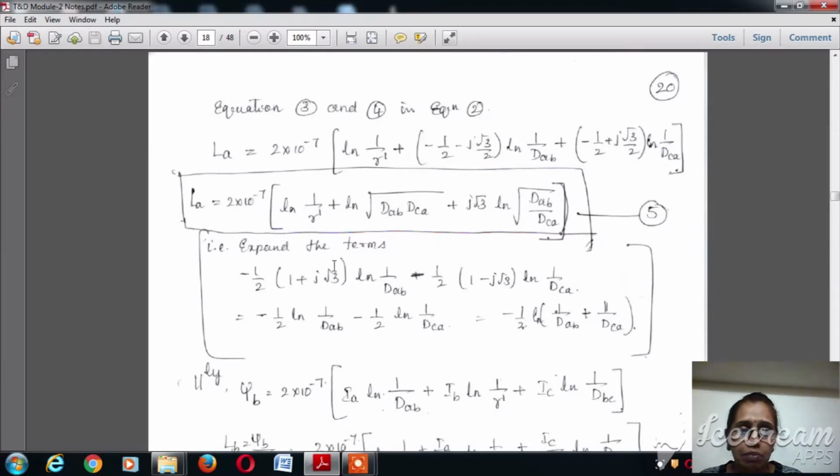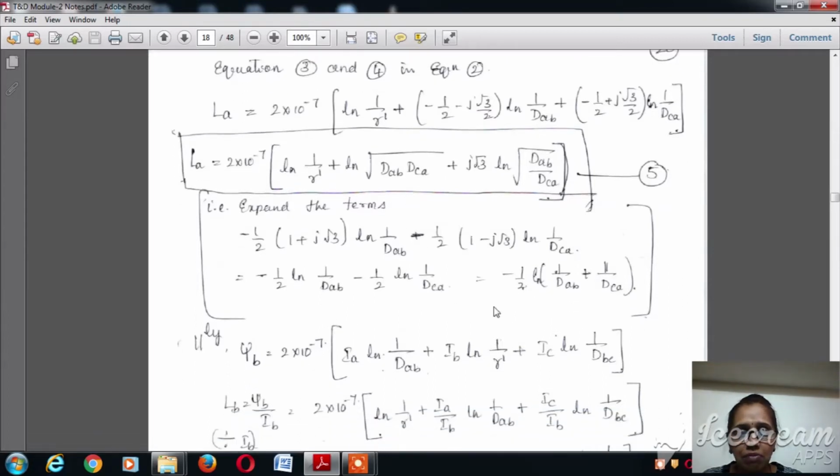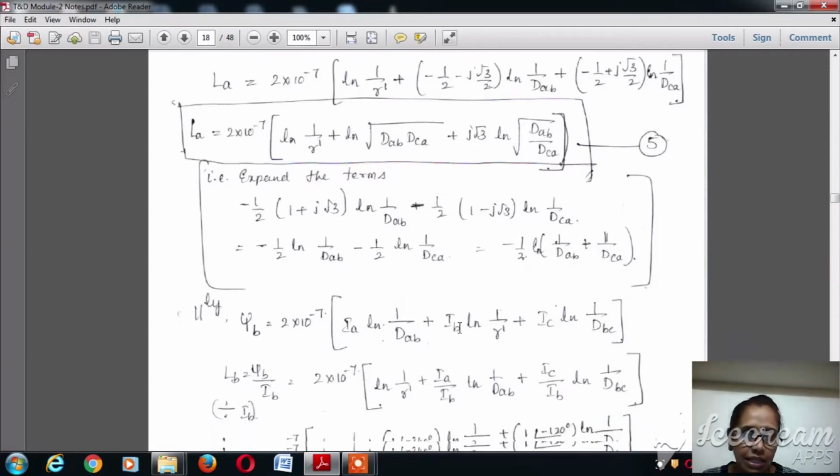Now, when we expand the terms, I have shown the steps like minus half into 1 plus j root 3 into ln of 1 by DAB and so on. We simplify the expression, and we have arrived at minus half of ln 1 divided by DAB plus 1 divided by DCA.